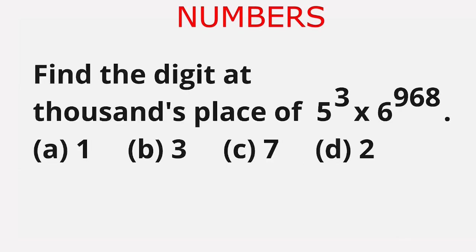Our question is, find the digit at thousands place of 5 to the power 3 multiplied by 6 to the power 968. The given options are option A 1, option B 3, option C 7, option D 2.